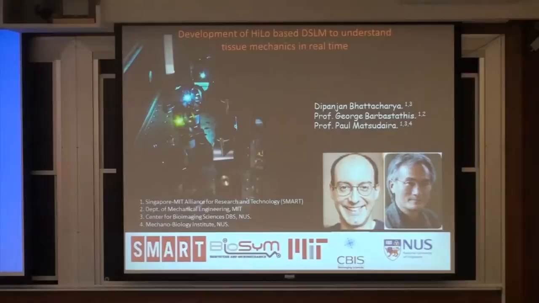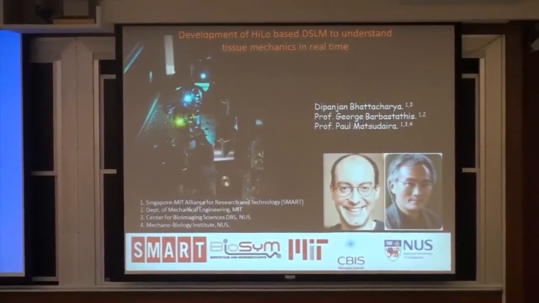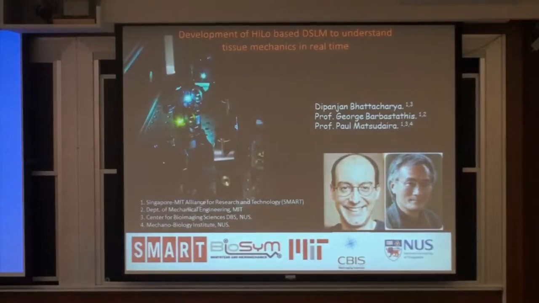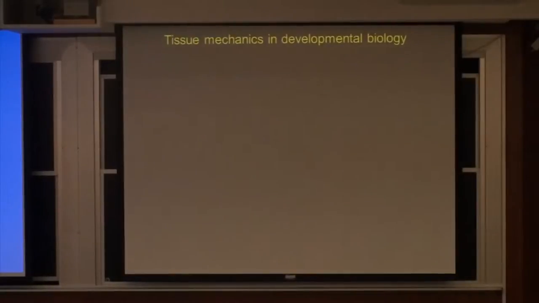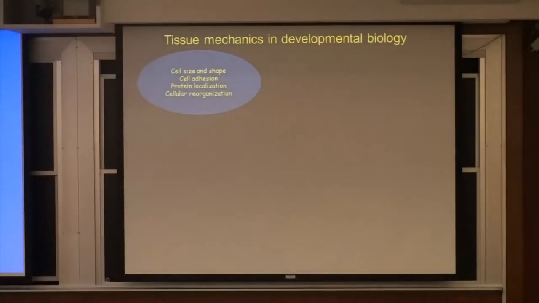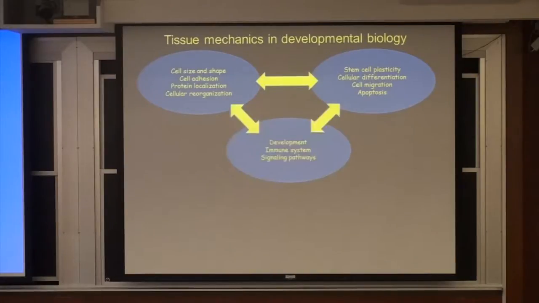Hi. So I'll be talking about my work on development of a digital scanned laser sheet microscope and implementing structured illumination for understanding tissue mechanics in a live animal model system. As you know from the last one and a half weeks of the course, cell size, shape, cell adhesion, and protein localization are very important. These are related to stem cell plasticity, cellular differentiation, cell migration, apoptosis, and ultimately these are connected to development, the immune system, and signaling pathways.